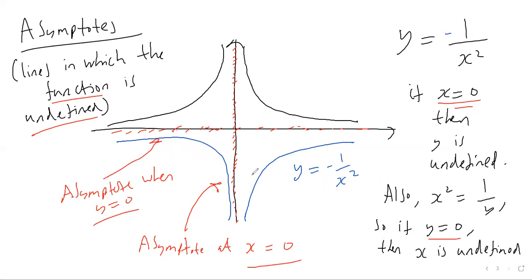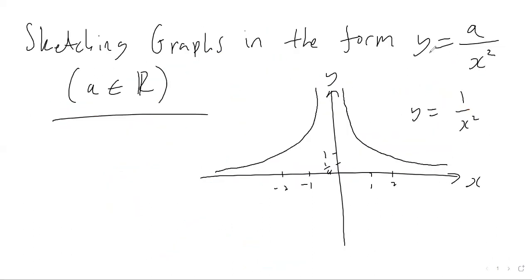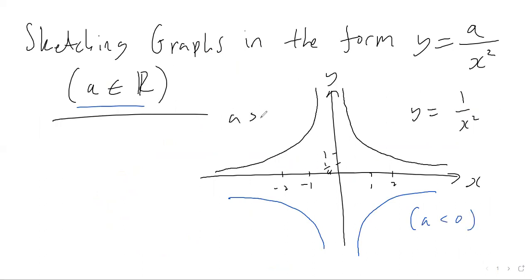So that's how you would sketch these types of graphs, in the form y equals a over x squared, where a is just a real number. The key point is that for negative a values, it would be a graph like this, and for positive a values, it would be in this positive shape like that there.